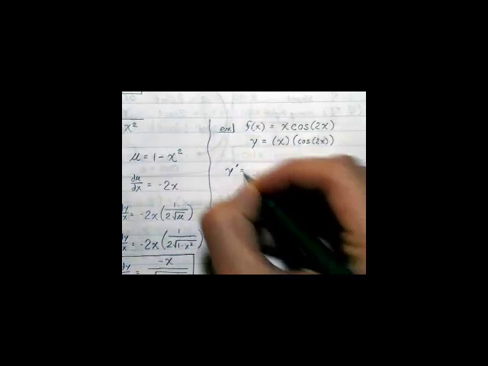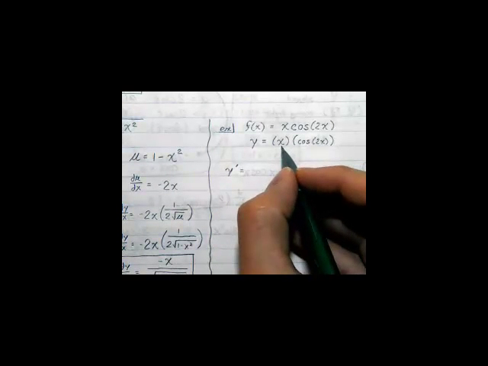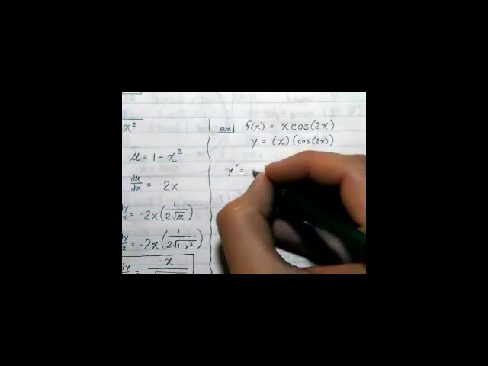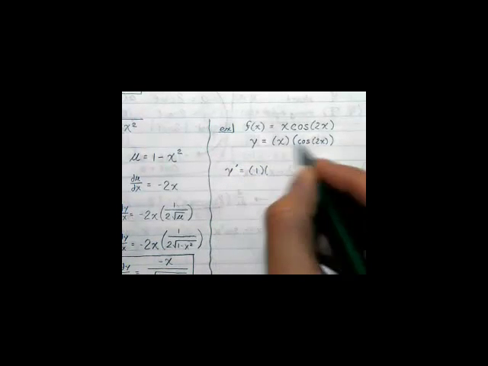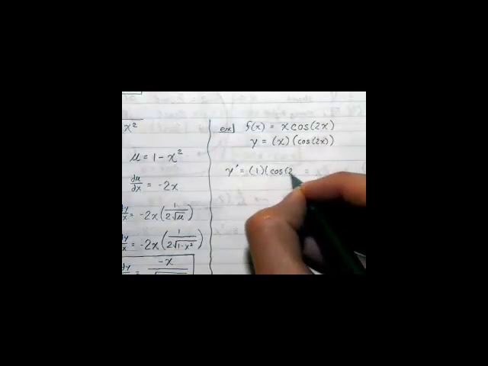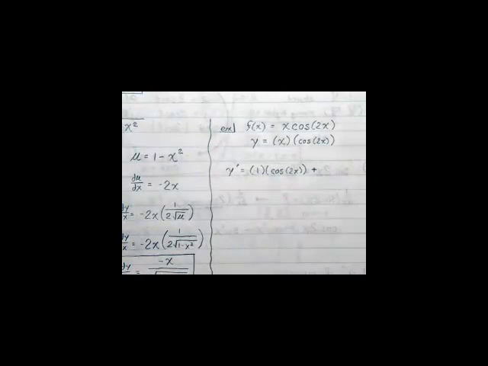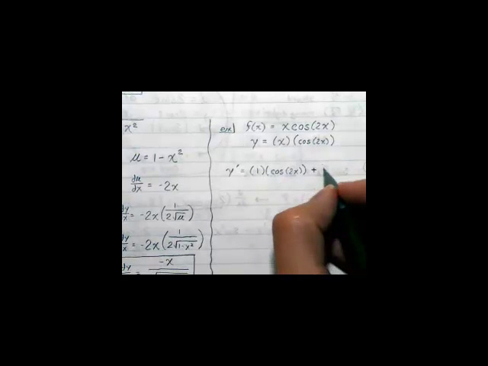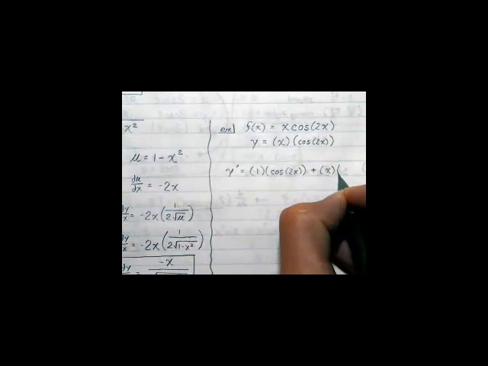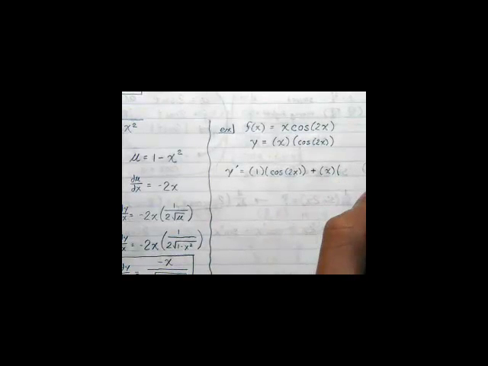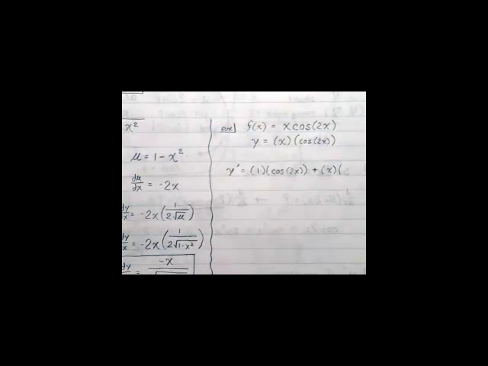So product rule says you take the derivative of the first one, which is 1, times the second piece, cosine 2x, plus the first piece, x, times, and now we need to do the derivative of cosine 2x, which is going to require our chain rule, right?